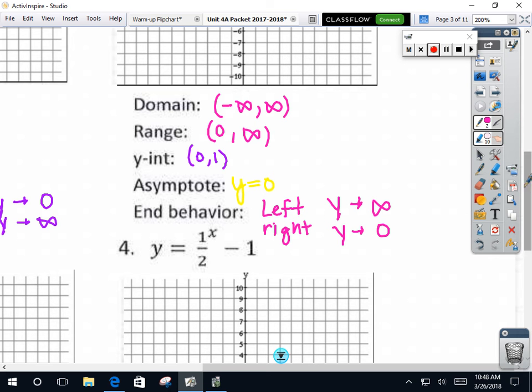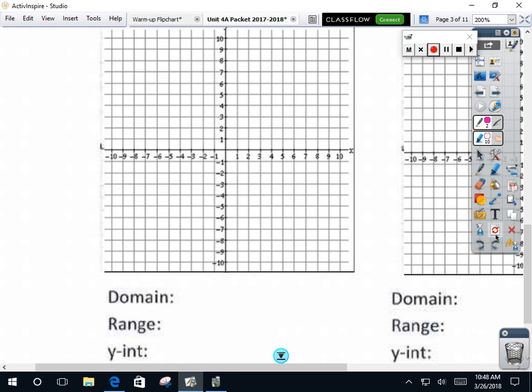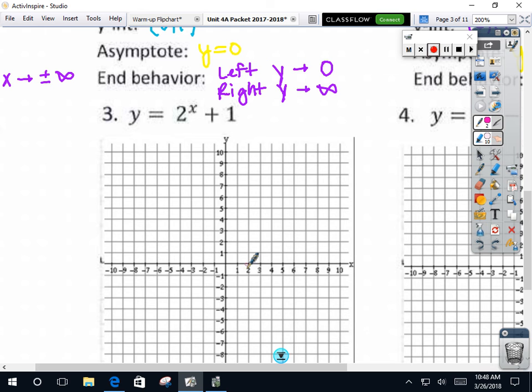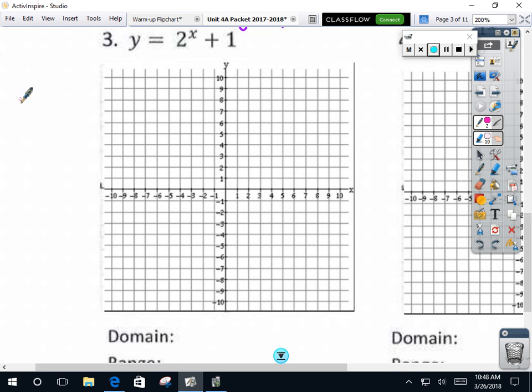All right, number 3. Okay, y equals 2 to the x plus 1. So this time, what is the a value? 1. Remember, there's an understood 1. The b value is 2 because the b value is always the number that is raised to the exponent.